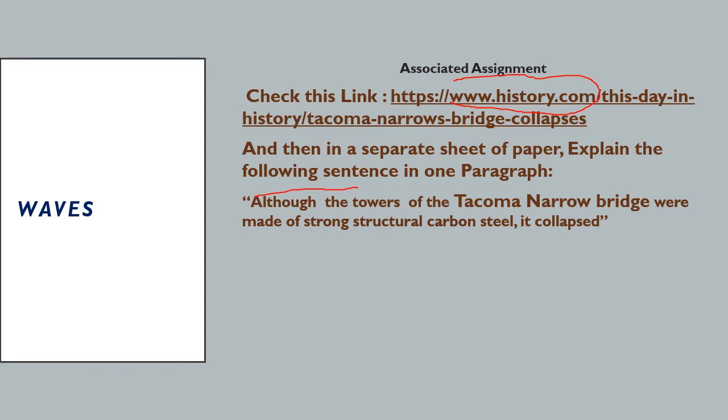Although the towers of the Tacoma Narrows Bridge were made of a strong structure of carbon steel, it collapsed. So why is that? The answer is not hard for you. Just write the answer on a separate sheet of paper, email it to me, or share it with me like before. That's your associated assignment. All right, so let's move on to your lab, microwave.